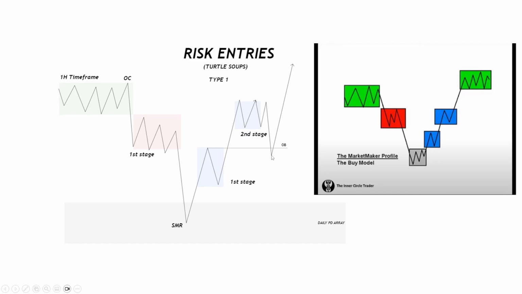We sweep that into a 1 hour order block in the market maker buy model, and you just set a limit at that order block. That's a risk entry, and it's a turtle soup, but it's a safer way for these risk entries, right?